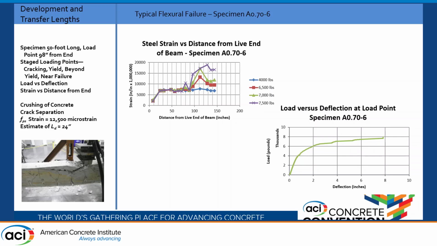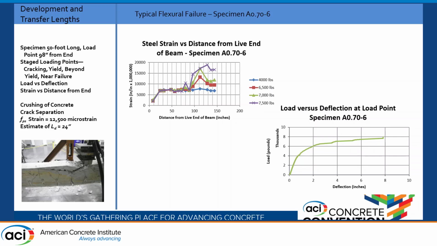So on this beam, specimen A70, which is 0.7 inch strand, a nominal 6,000 psi on the specimen, we were looking for a microstrain of about 12,500, which would have been the yield strain for this particular specimen. And we varied the loads, and we used the DMET gauges, so we externally measured the strain on the exterior of the girders.